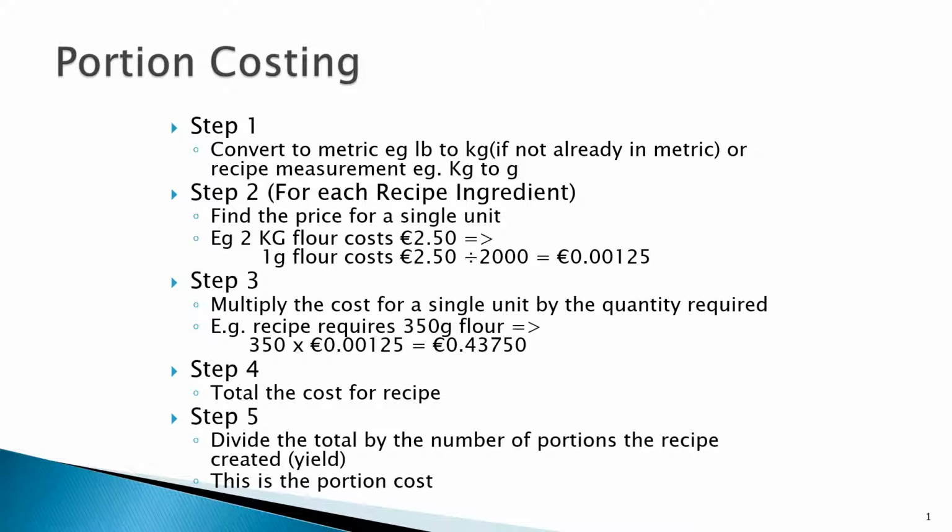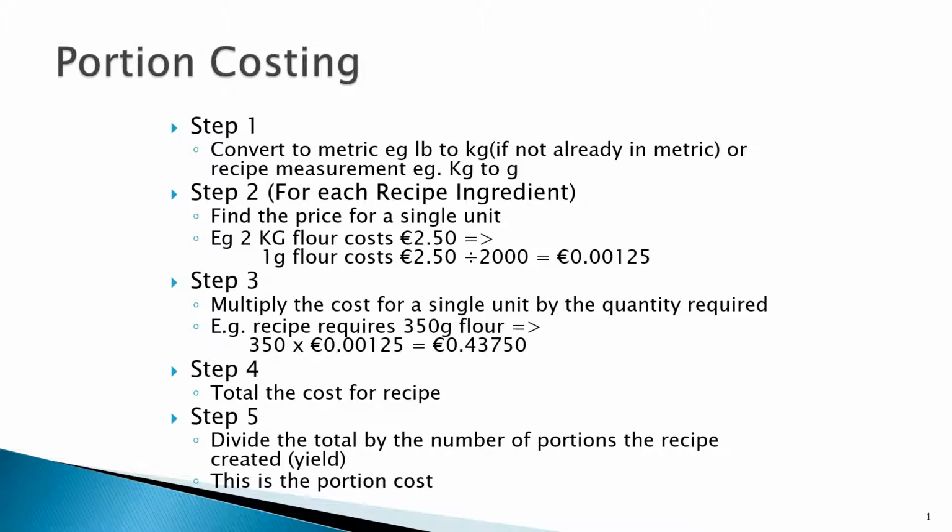Step number four is total the cost for the whole recipe. So this is just the flour. Then you'd add in the butter and the sugar and whatever else is in the recipe, and you add them all up together to see how much the whole bowl or batch is costing you. And then you divide how much that batch is costing you by the number of portions you're getting. So you've worked out here how much the whole cake is costing you, and then you divide by the number of slices or portions that are within the cake.